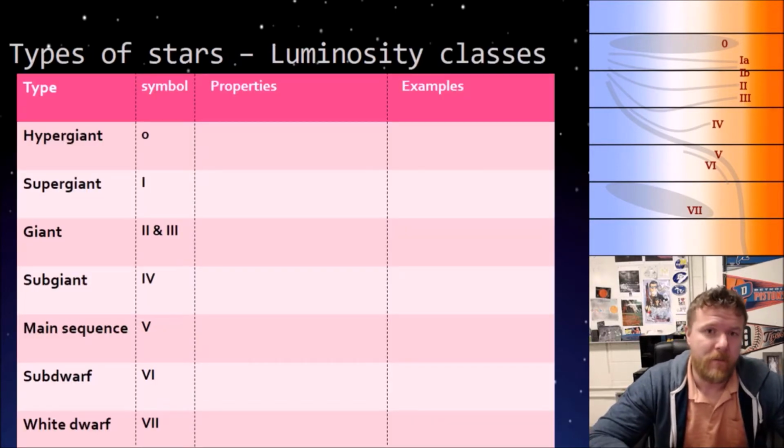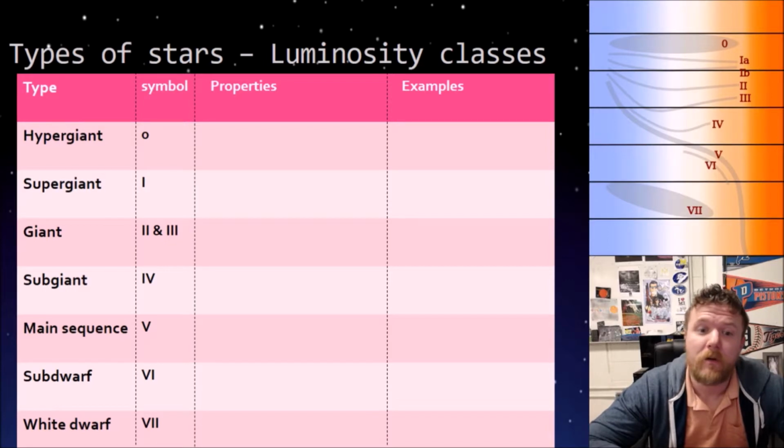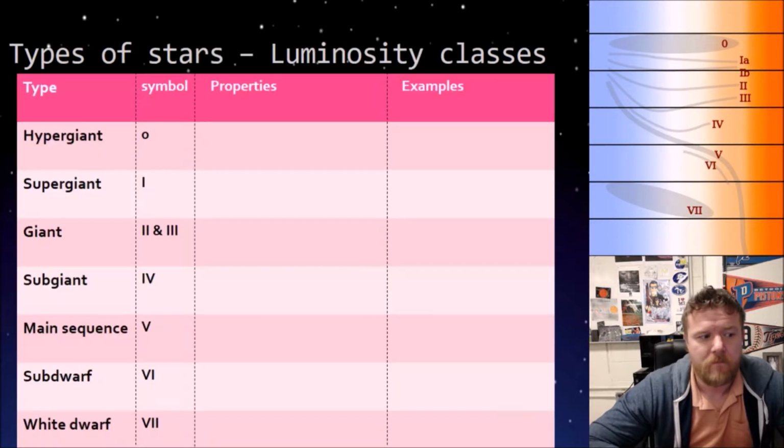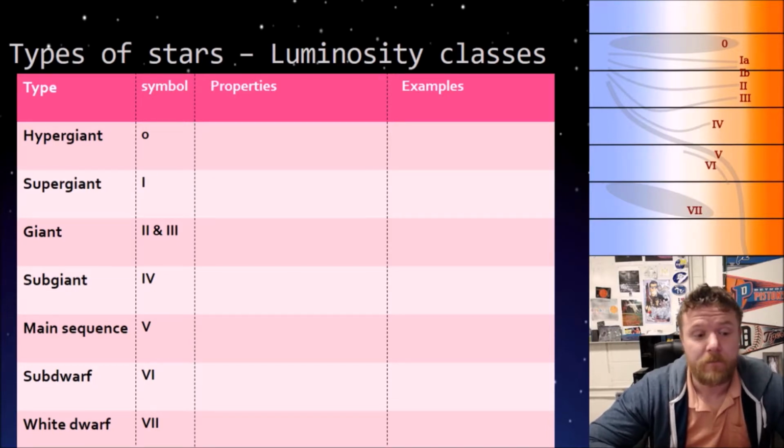First, let's start by making this in our science journal. Use up an entire page. Maybe it will look something like this. But you're going to have the type of star, its symbol, a couple properties, we'll fill this in today, and an example or two. As an example of a main sequence, write down the sun. The sun's a main sequence star.